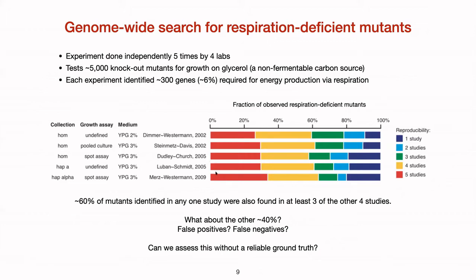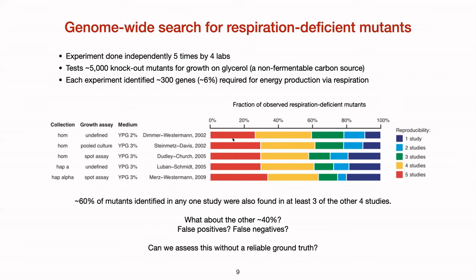When you look at the overlap between those hits, the picture is also not too bad. Here I'm showing you for each of the 5 experiments a form of Venn diagram of all the hits in this experiment, how many of those also were detected in all the other studies, 3 out of the 4 studies, 2 out of the other studies, and so on.